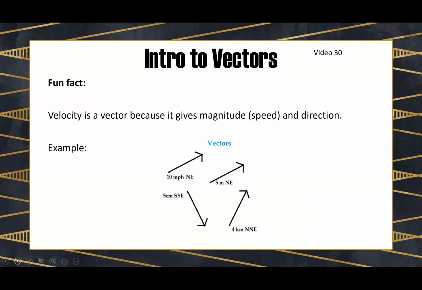Fun fact, velocity is a vector because it gives a magnitude, a length or speed, and it gives direction. Which one of these, in this example right here? Go ahead and pause the video and see if you can find the velocity vector. All right, if you said this one right here, you are correct because it gives your speed and your direction, your velocity. So we've got 10 miles per hour as our speed, and then our direction is northeast.